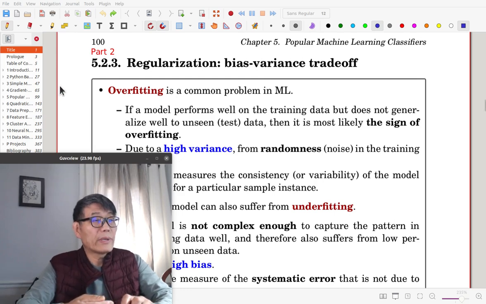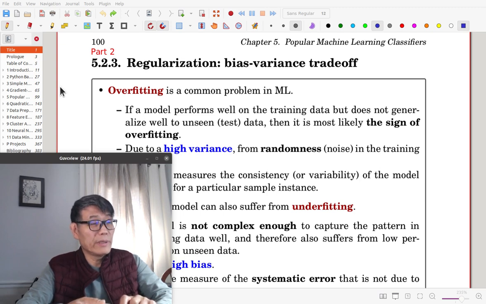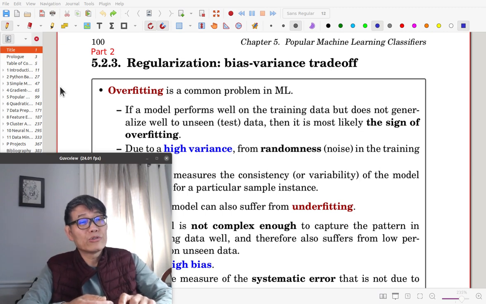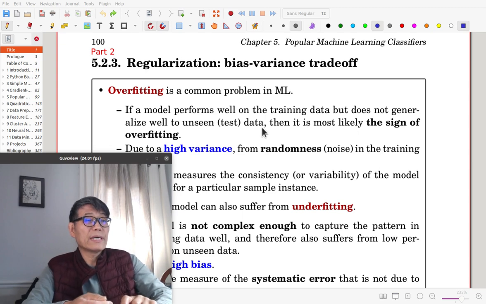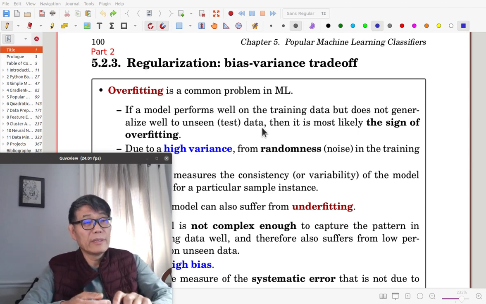This is the second part of section 5.2, regularization and the bias-variance trade-off. Overfitting is a common problem in machine learning. If a model performs well on the training data but has lower accuracy on the test data, then it is most likely a sign of overfitting. Overfitting is due to high variance, particularly noise in the training data set.